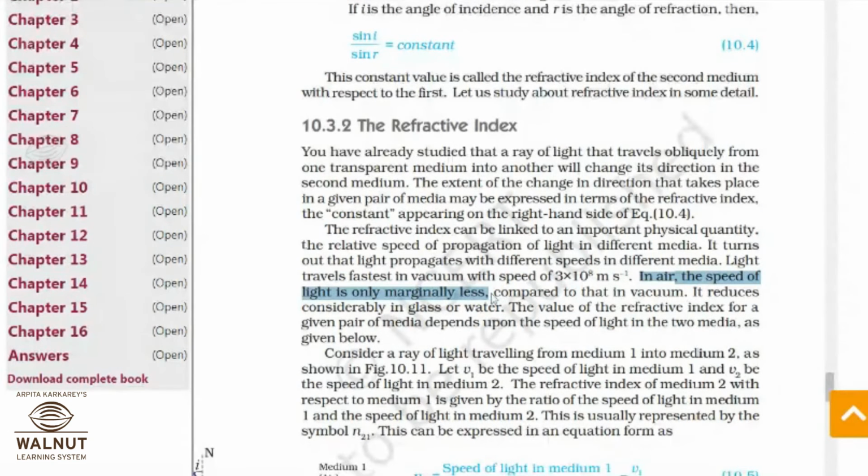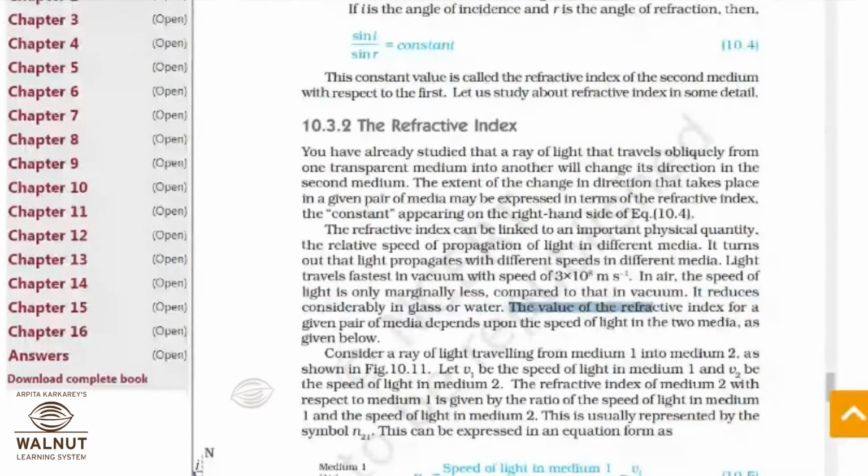Getting it? So where is the speed of light fastest? It is fastest in vacuum. Correct? And in air, as compared to vacuum, it is less. So the value, you can see, reduces considerably in glass or water. So even less speed of light is there in glass or water.